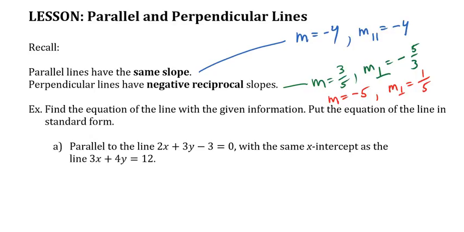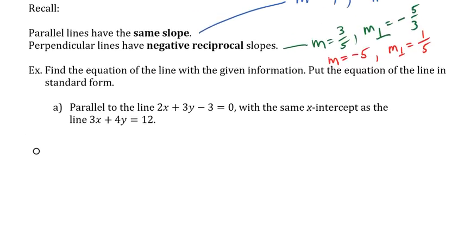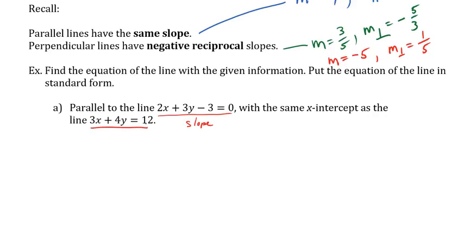So we're going to find the equation with the given information, and take a look. It says right there, put the equation in standard form, right? So it's going to tell you that most of the time. Parallel to the line, so parallel to this line, and with the same x-intercept as that line. So this is where I get my slope from, because it says parallel to that line. That's giving me the slope. Remember that, like this is from grade 9, right? With the same x-intercept as that, well, that's a point. So there's my point.